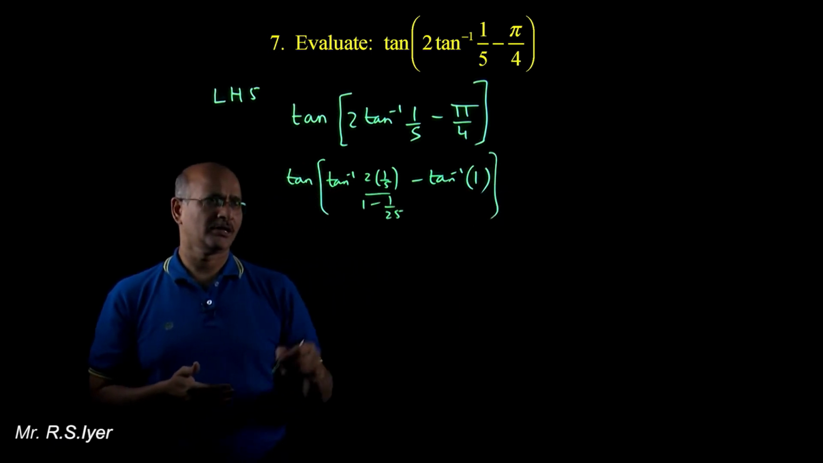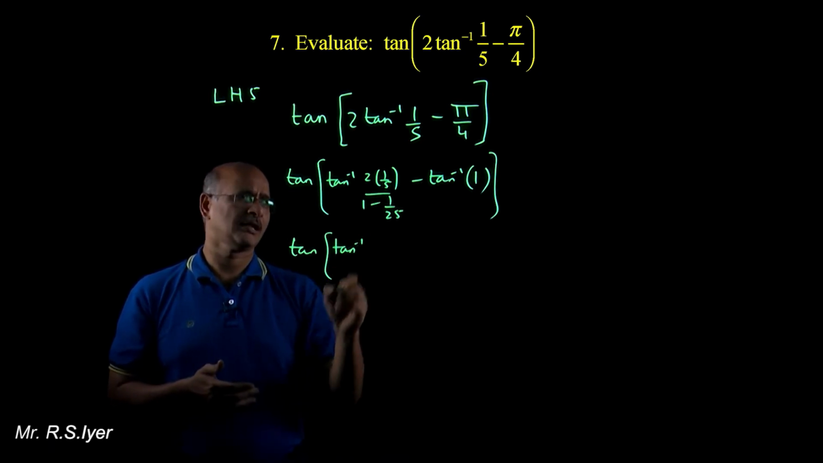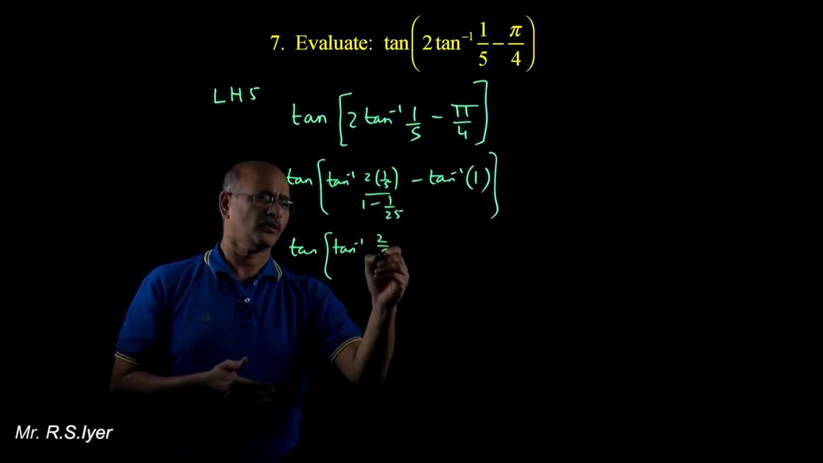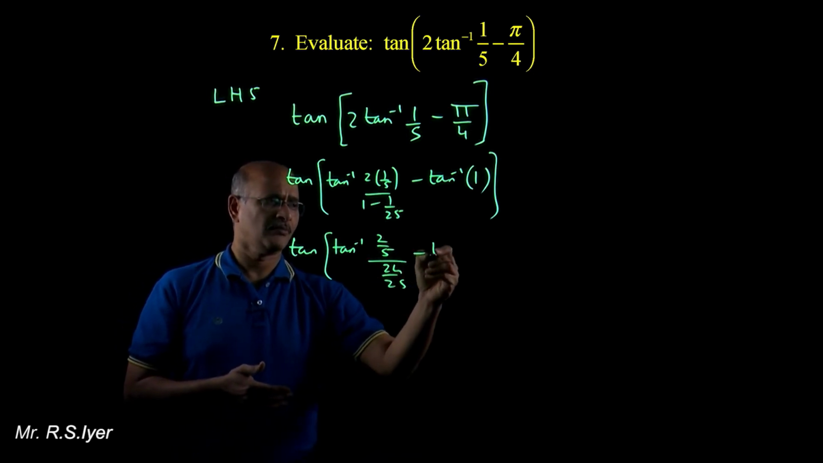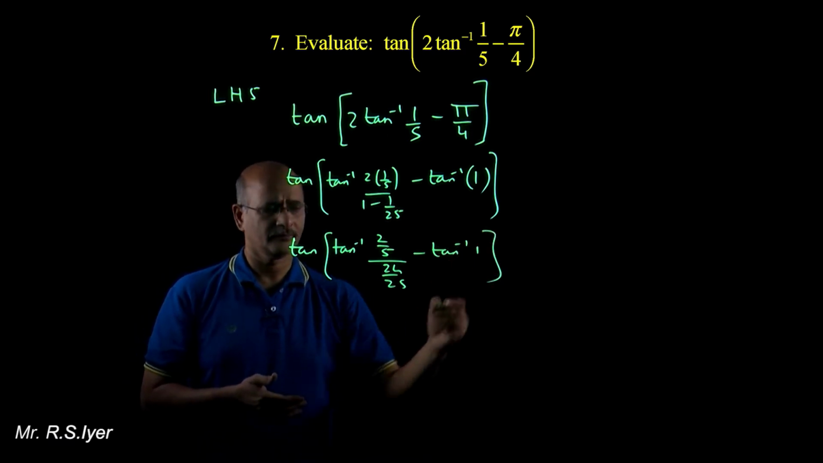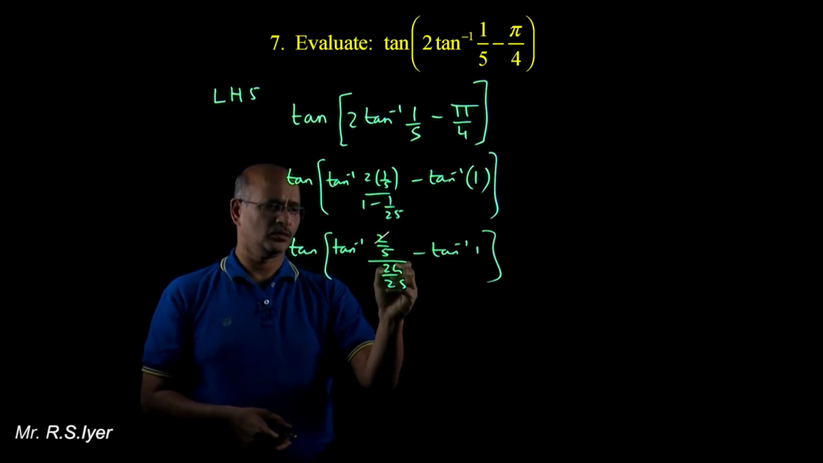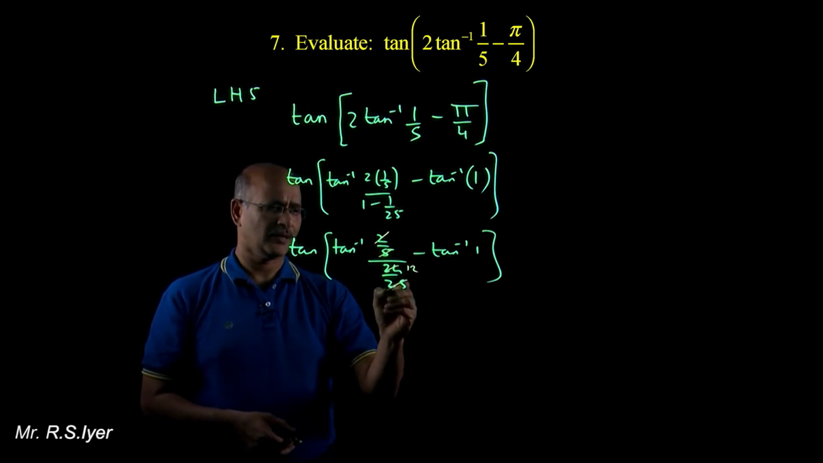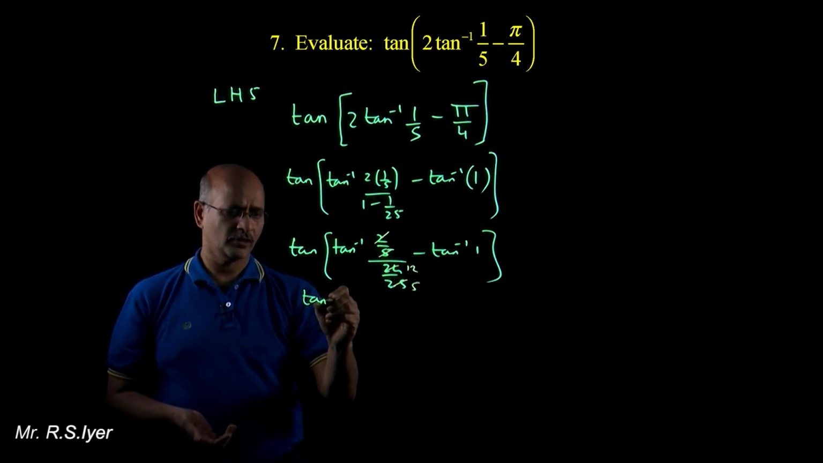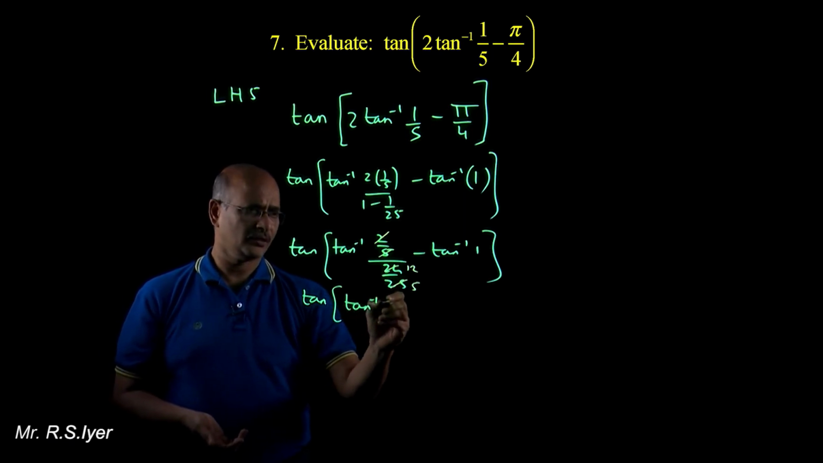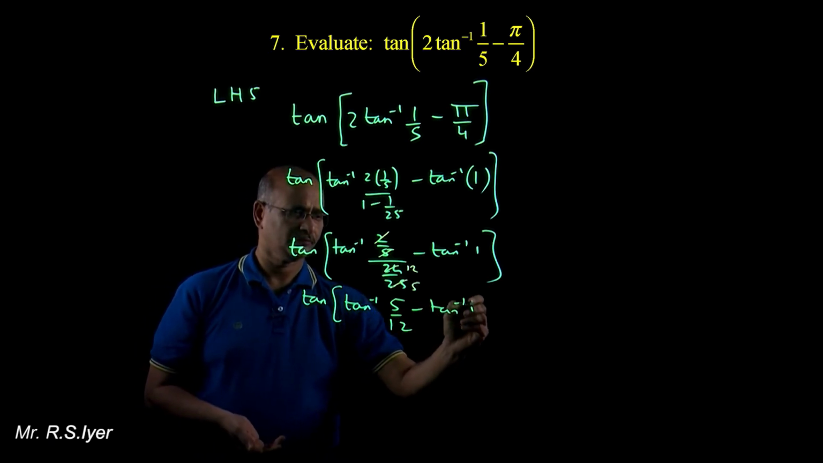Having done this, now let us see what happens. This tan as it is, and this will be tan inverse as it is. So this will be 2 upon 5 upon 25 minus 1, that is 24 upon 25, minus tan inverse of 1. I can eliminate whatever I could: 2 1s are 2, 2 12s are 24, 5 1s are 5, 5 5s are 25. So this 5 will go up over there, and this will become tan inverse 5 by 12 minus tan inverse 1.